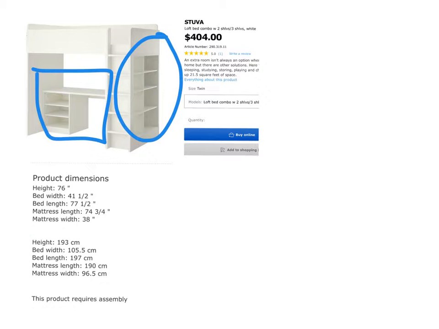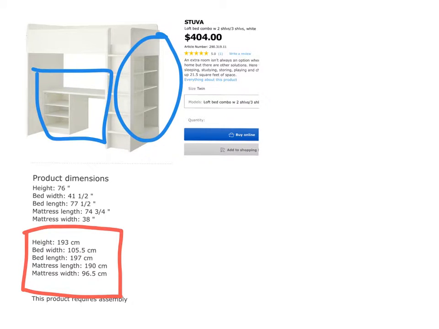So I need to look at the measurements. What I love about IKEA is they usually have the centimeters measurements, which makes it easier for our metric system measurements. We really need to stick with centimeters and meters and not use inches.